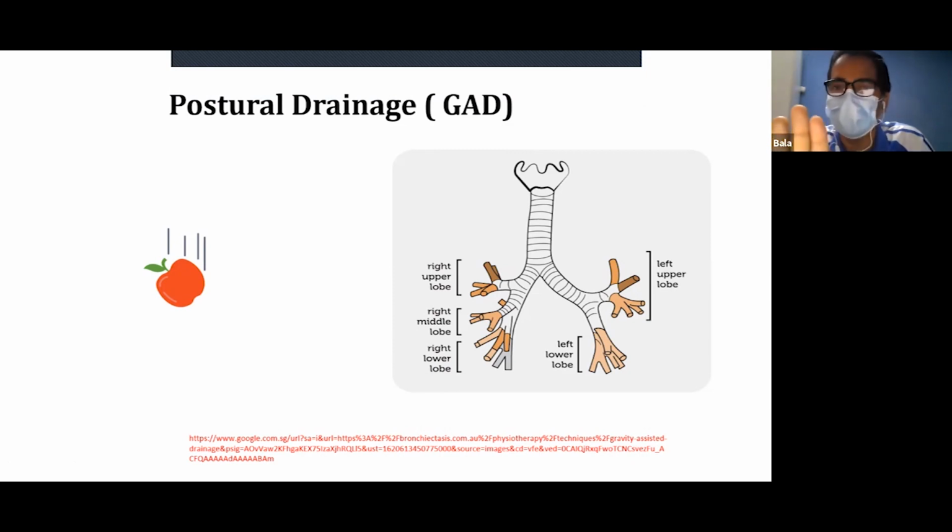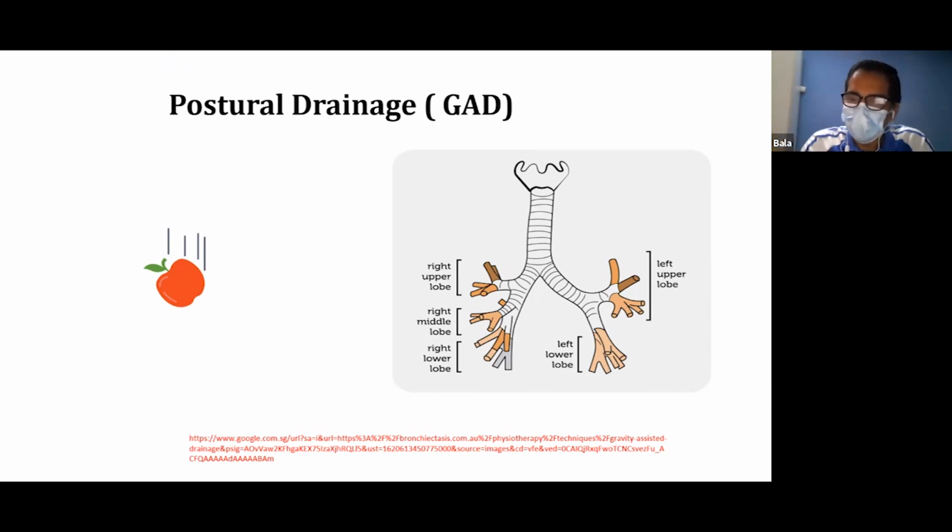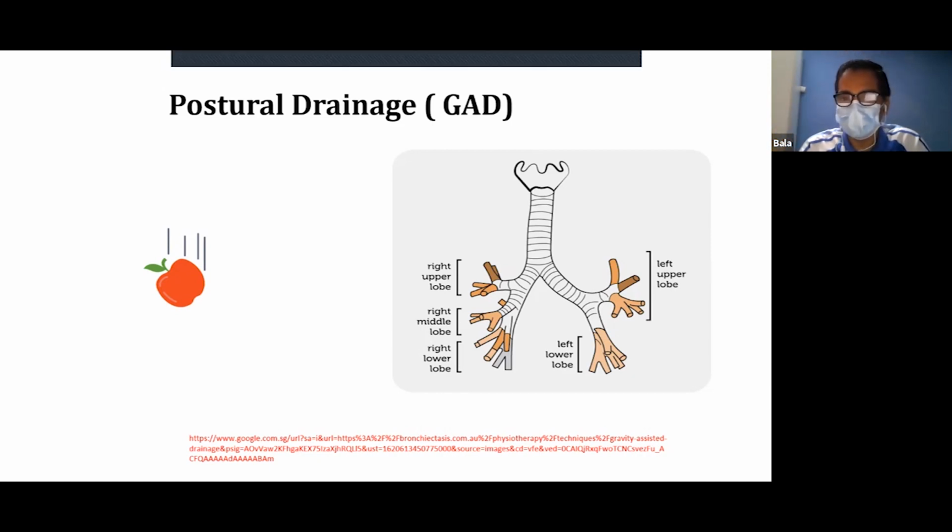So it's more propped up position. If you can just understand, the airway is like this. So you need to prop the patient up for your upper lobes to be drained. And you can turn them laterally after you prop them up a little bit. Propping up is very important if you want to drain upper lobe. For middle and lower lobe, it's more flat lying and then turning to one side.